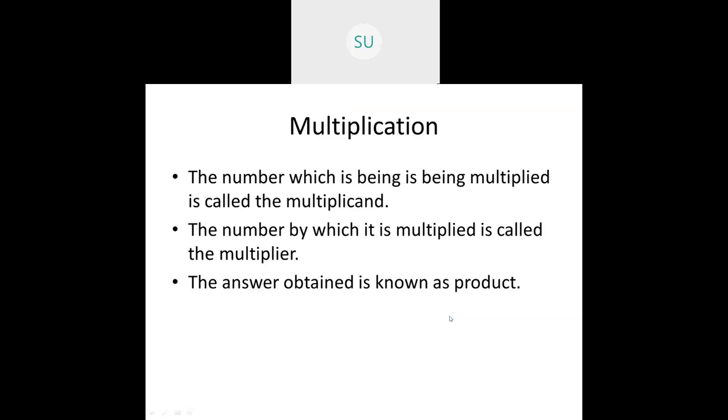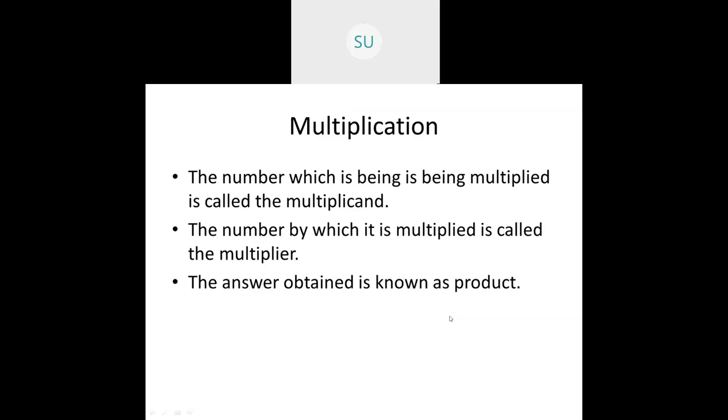In the previous class we were doing multiplication and division, correct? In the last class we did multiplication by a one digit multiplier. In today's class we will be studying how to do multiplication with two digit multipliers. In the last class we also saw what multiplication is.